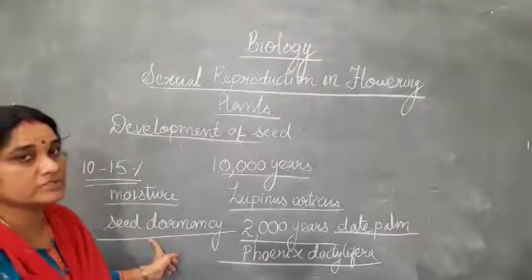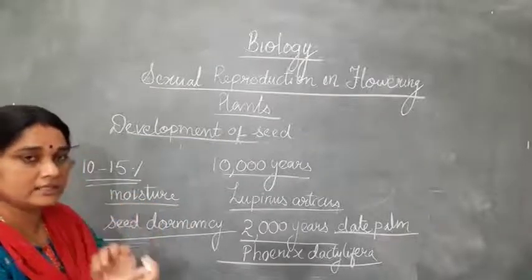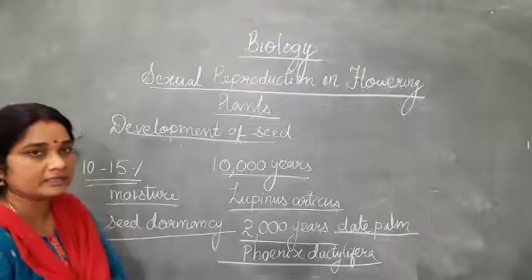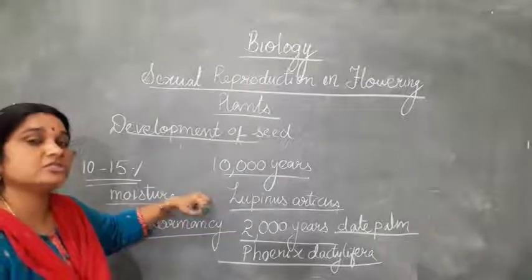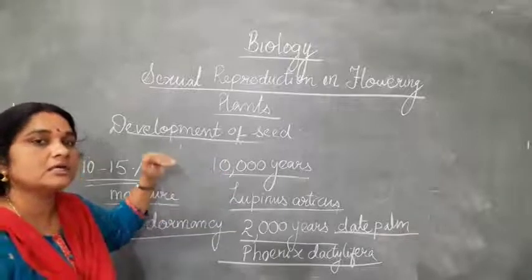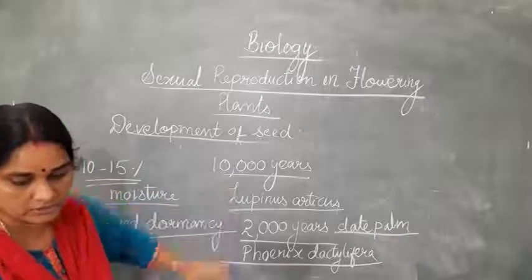The seed was able to germinate even after many years because it had reduced its metabolic activity and was able to survive the harsh conditions, very cold or very hot, and still give rise to a new plant. So these two examples are important. You have to learn it.